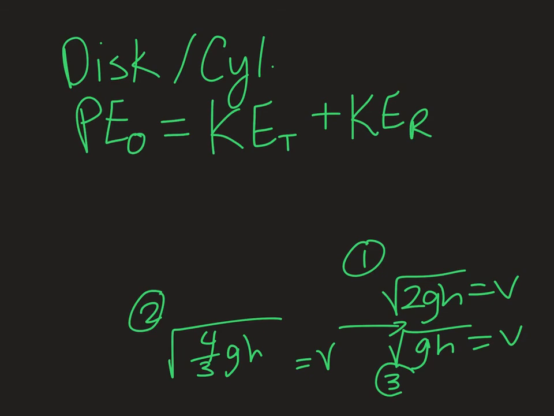Based off of these final equations, we can see that velocity is dictated by gravity and height, as well as the shape or the moment of inertia of that object. As we learned earlier this year, mass does not dictate how fast the object will go.